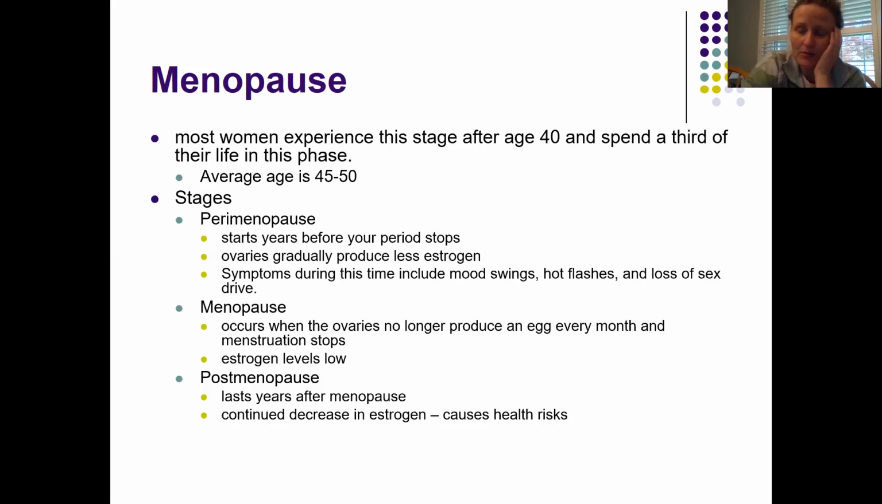So it does happen between the ages of 45 or 50. And what can happen is your period will start becoming very irregular. I'm sure you guys have seen movies or know people who've had mood swings, hot flashes, things like that. And then what happens eventually is your estrogen levels get really low, and then your period just stops.